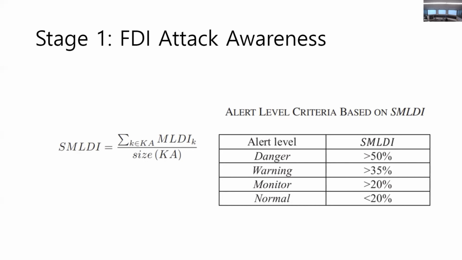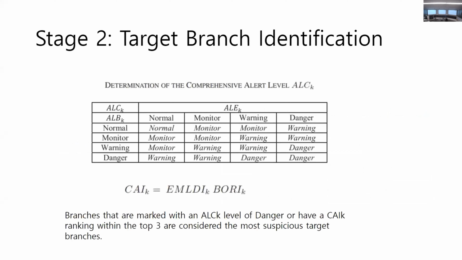Meanwhile, if the SMLDI value is more than 35%, meaning it is at the warning or danger alert level, the system is sent to the second stage of the approach to find the target of the FDI cyber attack, which moves us to the second stage.